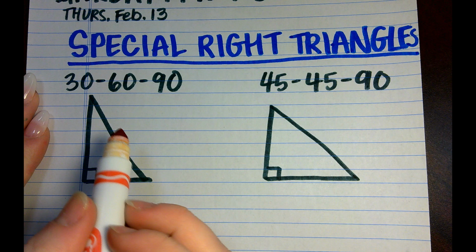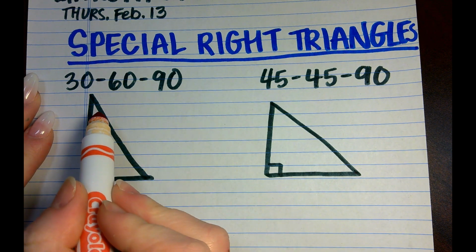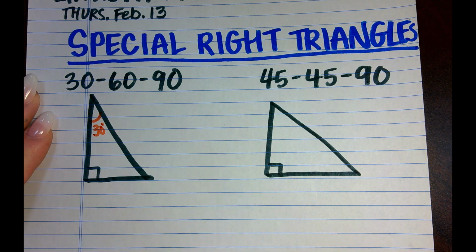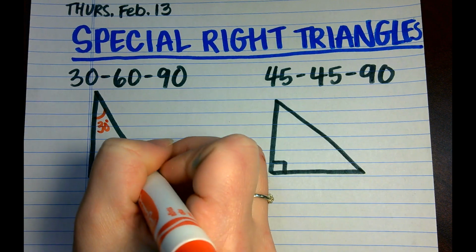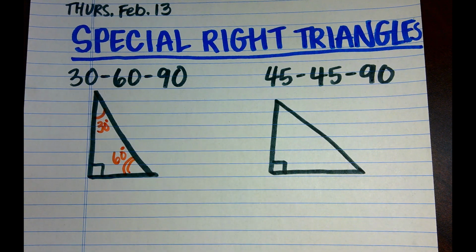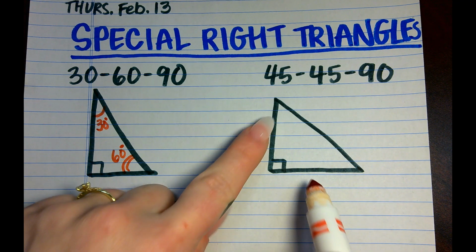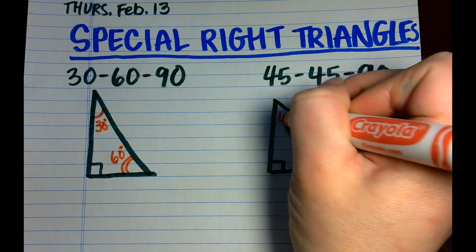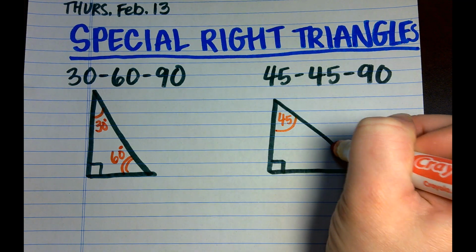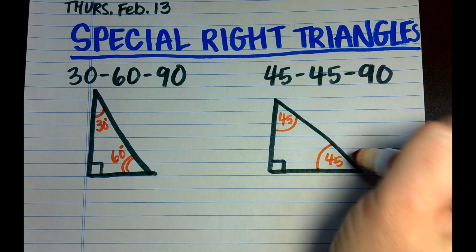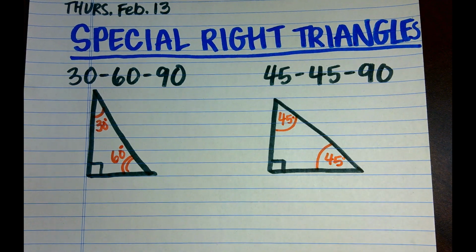Now, on our 30, 60, 90 triangle, the very top angle is 30 degrees. The angle at the bottom here is 60 degrees. So the 45, 45, 90, the side and the L part are exactly the same. They are the same, yes. And the angles are also the same. They're both 45 degrees. So here is the picture we draw.